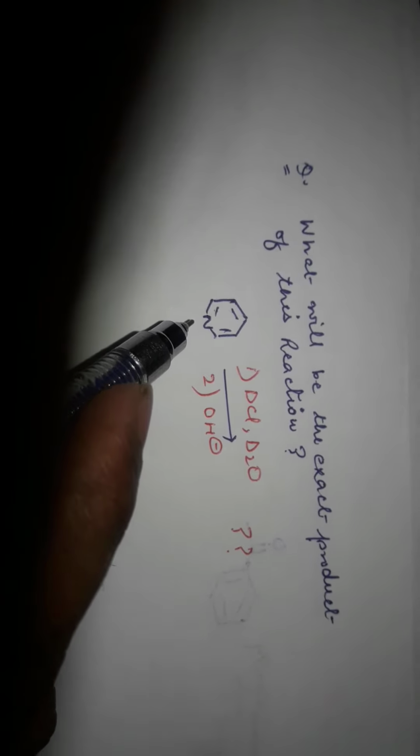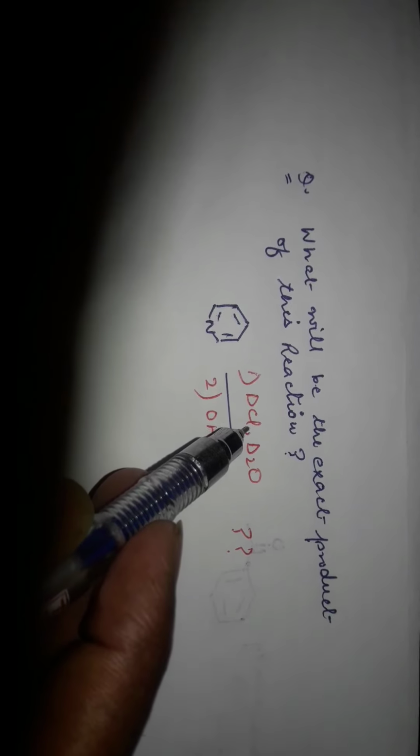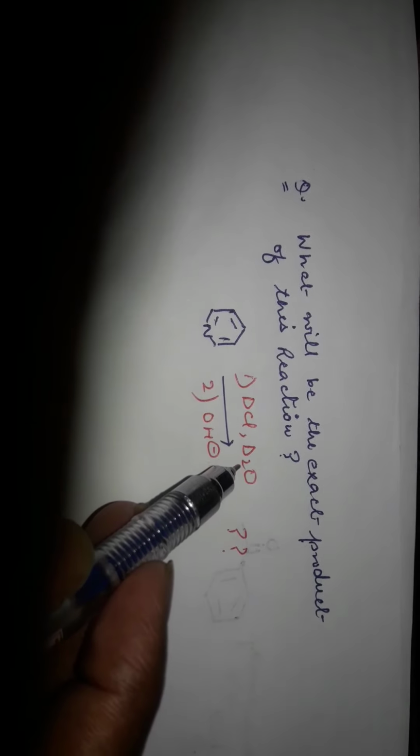Hello friends, today we are going to discuss one more organic problem related to organic synthesis. In this, you can see this is the starting material, and two conditions are given here. One is DCl added, meaning the isotope of hydrogen, and D2O added as a solvent. After that, in the second step, basic medium is provided to the reaction mixture. So what happened here? We will see through the mechanism what the exact mechanism of this reaction is.